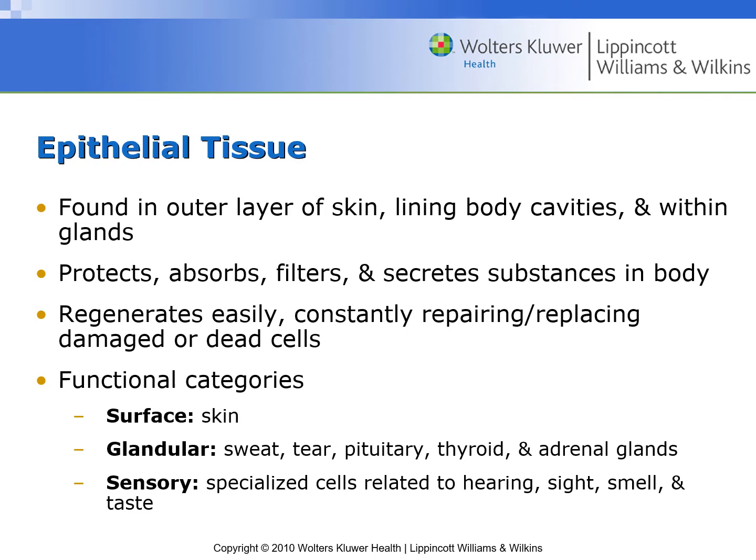There are three functional categories of epithelial tissue: surface, which is the skin; glandular, which is the sweat, tear, pituitary, thyroid, and adrenal glands; and sensory, specialized cells related to hearing, sight, smell, and taste.